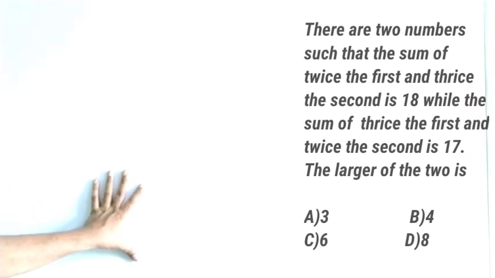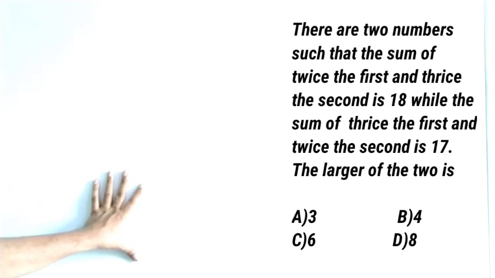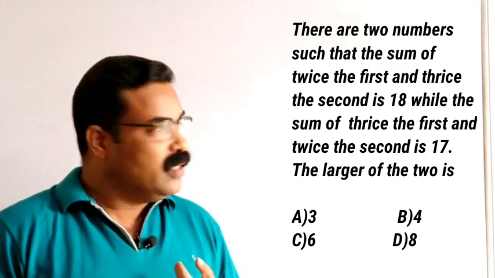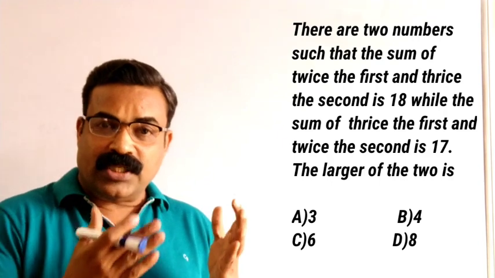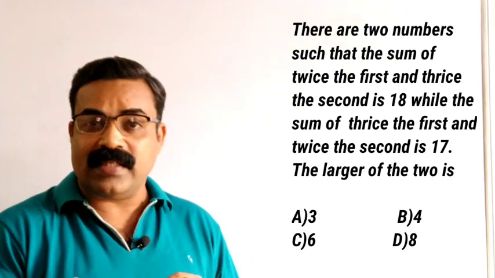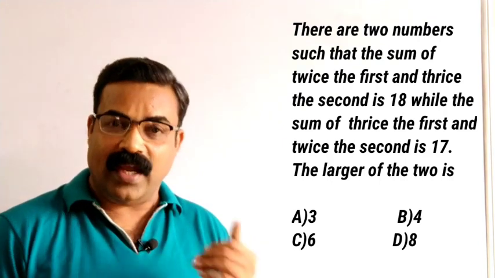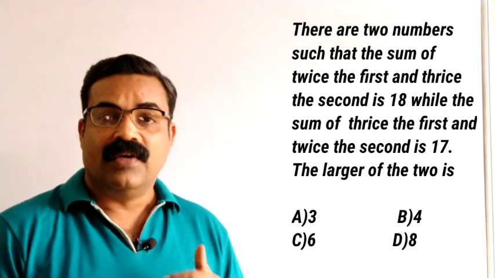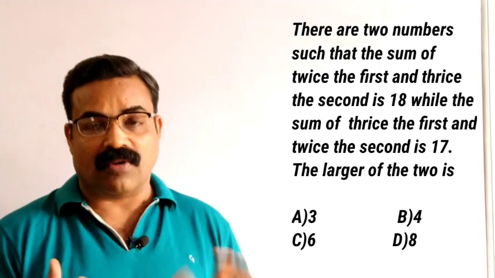There are two numbers such that the sum of twice the first and thrice the second is 18, while the sum of thrice the first and twice the second is 17. Find the larger of the two numbers. Let us take the two numbers as x and y. Twice the first and thrice the second together we have 18. Thrice the first and twice the second we have 17. We need to find the larger number out of these two.